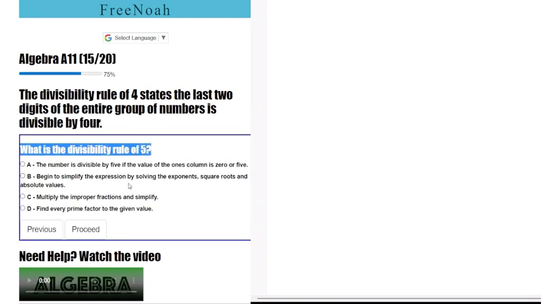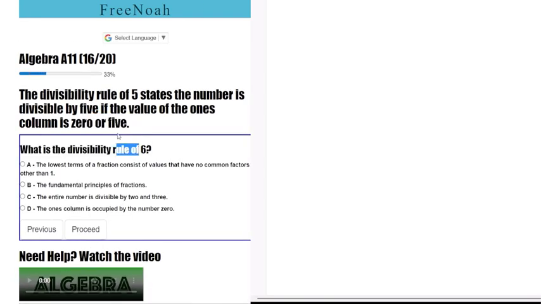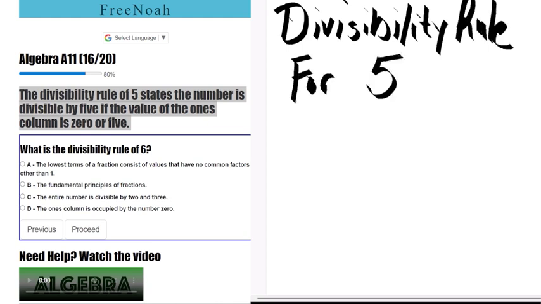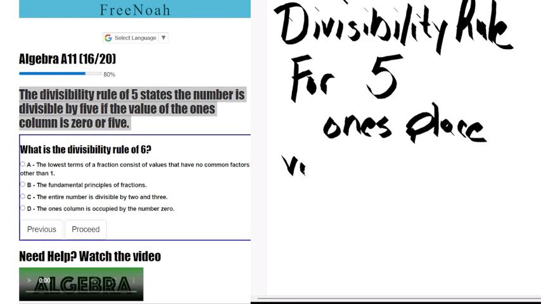What is the divisibility rule of 5? Alright, the divisibility rule of 5 states the number is divisible by 5 if the value of the ones column is 0 or 5. So to determine if the entire value is divisible by 5, we simply just got to evaluate the ones place value.